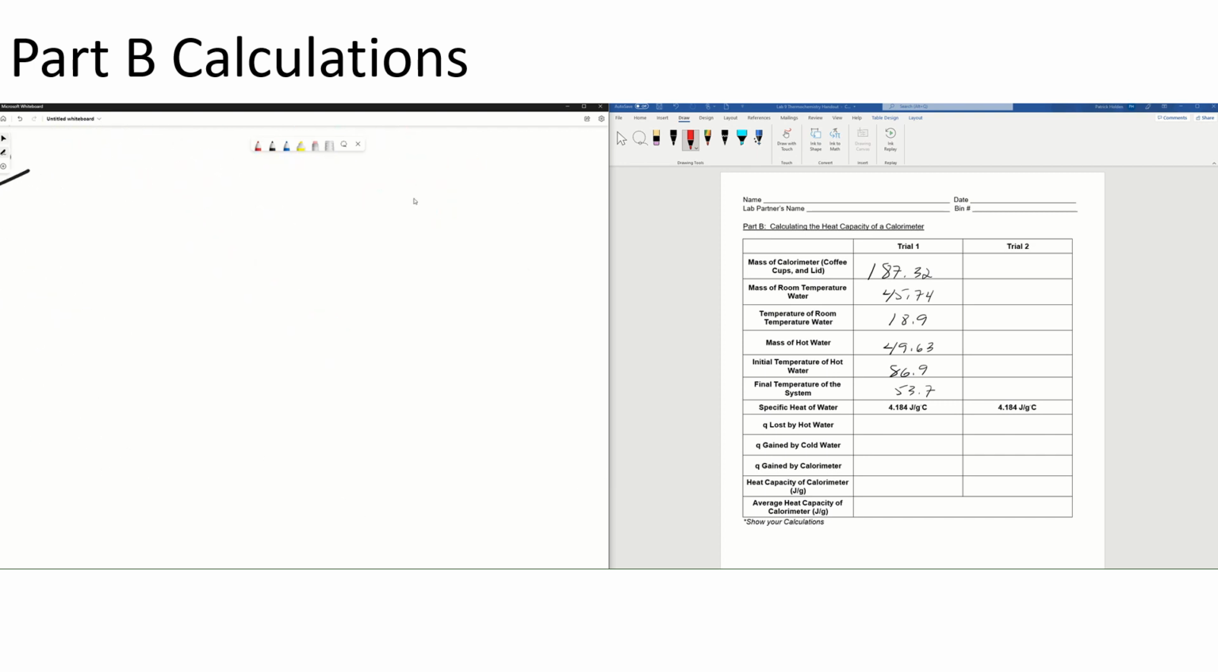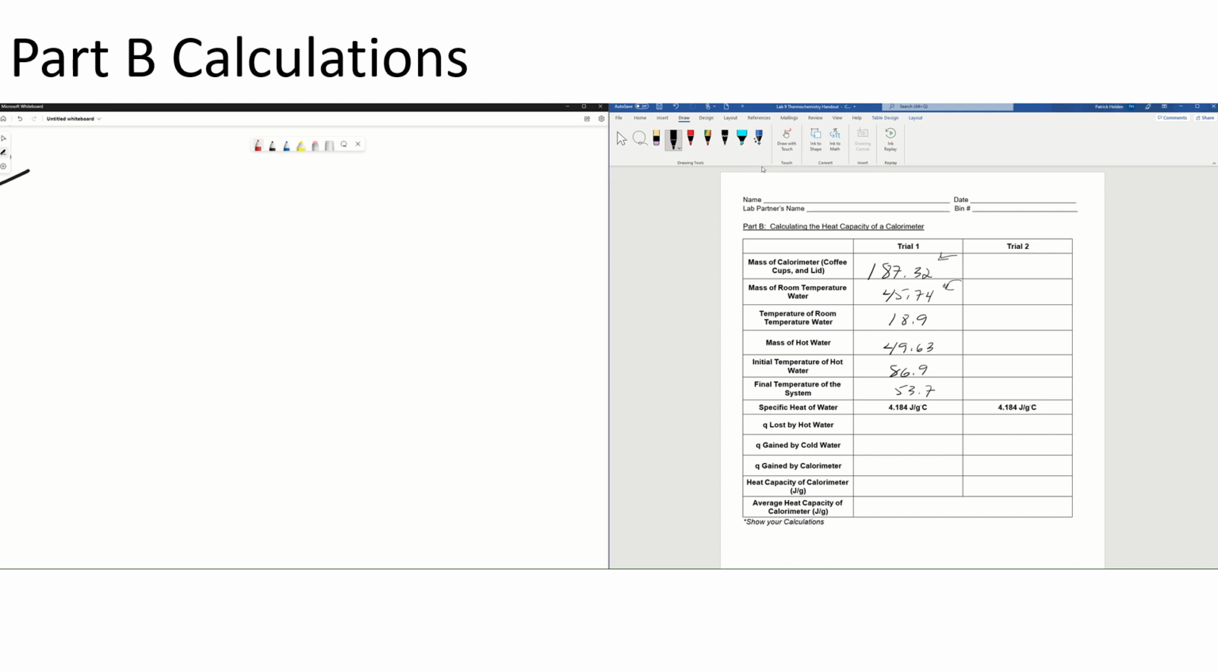All right, so let's look at this data here. We had the mass of the calorimeter, those are our coffee cups and the lid. We had the mass of the room temperature water. Again, this should be to 2 decimal places. That's really important because the scales that you use read to 2 decimal places. So 2 decimal places here, 2 decimal places here. We have the temperature of the room temperature water. That should have at least 1 decimal place. That's really important.